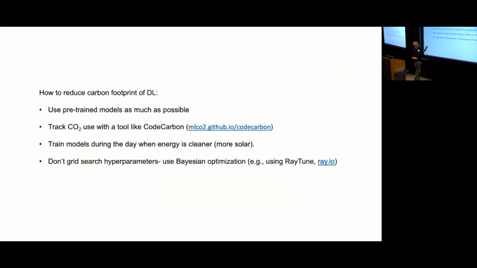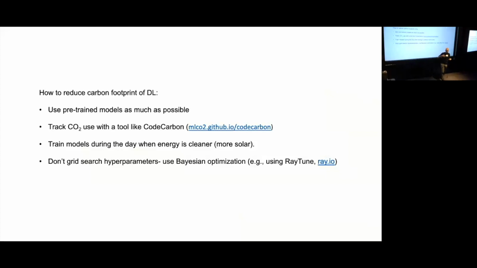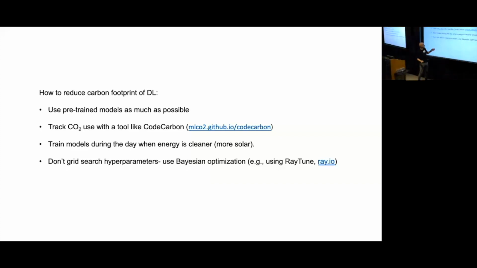Okay, so how could you reduce your carbon footprint? So obviously try and use pre-trained models. Many people train something and then they throw it away and start again. Okay, there are actually tools you can use to track your CO2 use, as Python code that you can apparently seamlessly use. I haven't tried it, but it tells you how many kilograms of carbon your code has used. If you train your models during the day, it turns out the energy is much cleaner when there's solar power, particularly in this country. And you probably know this already, be more efficient with your hyperparameter searches.